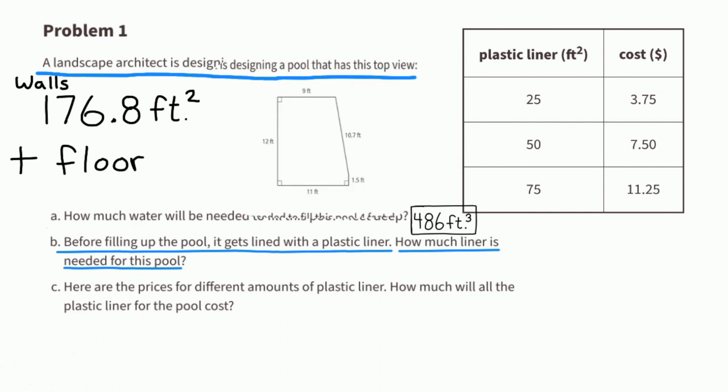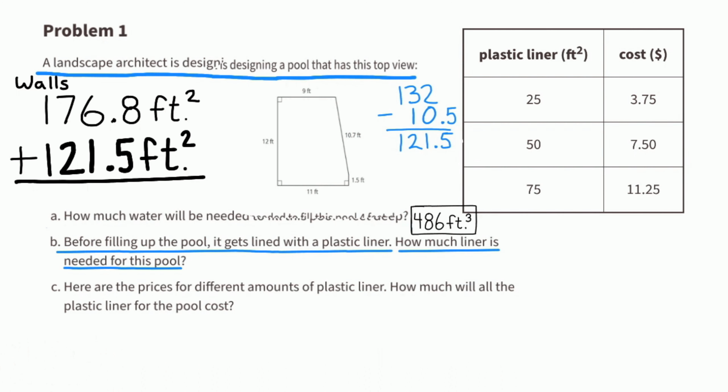To find the area of the floor, I'm going to treat this shape like a rectangle first, and then I'll subtract this little triangle sliver from the side. I'll use the dimensions 12 by 11, which gives me 132. And for the little triangle, I'll use the dimensions 2 by 10.5, which is 21. And remember, it's a triangle, so we have to divide it by 2. 21 divided by 2 is 10.5. I need to subtract this from 132, which gives me 121.5. Now all I have to do is add that to the area of the walls. They would need 298.3 square feet of plastic liner.